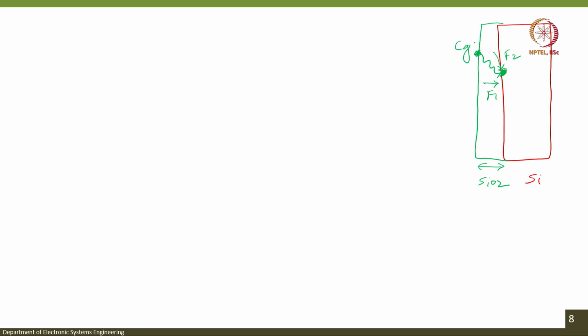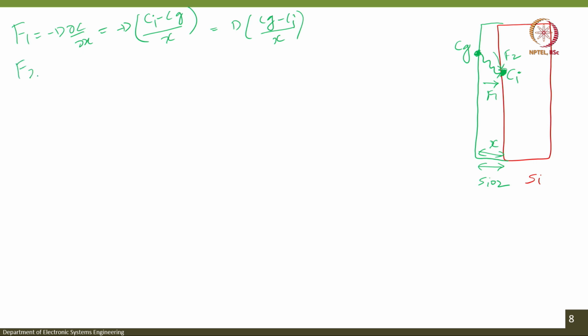Now let us say this concentration is Cg, this concentration is Ci, and I told you about Fick's law. F1 is given by minus D dou C by dou x, and if I assume this thickness as x, then the concentration change is final minus initial, Ci minus Cg divided by x. So very simply, F1 is D (Cg minus Ci) by x. What is F2? This is the flux at the surface that is getting oxidized, Ks into Ci, because here the concentration is Ci.